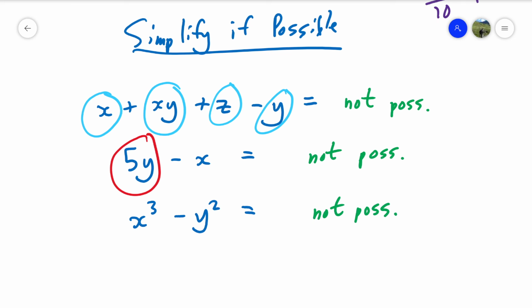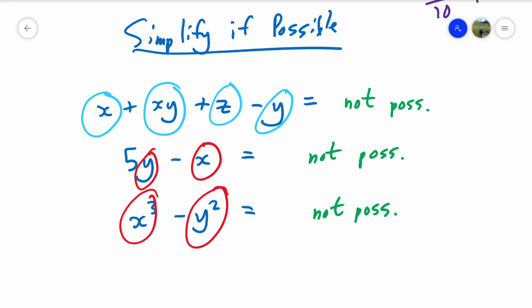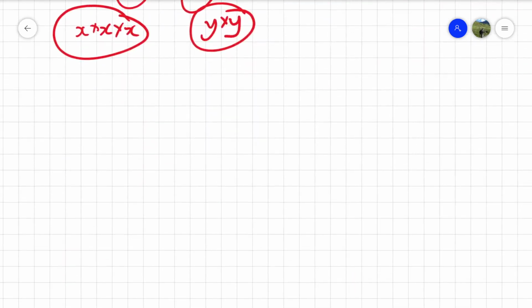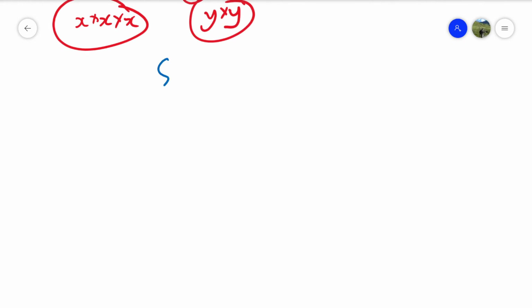If it's a plus and a minus and they're all different things, there's nothing you can do. Oh look, that's some y's and that's an x. 2 different things, you can't combine them. Oh look, that's an x cubed, that's a y squared. X cubed is x times x times x. Y squared is y times y. They're two completely different things. You can't combine them. Boom, that's it. So they were all not possible.